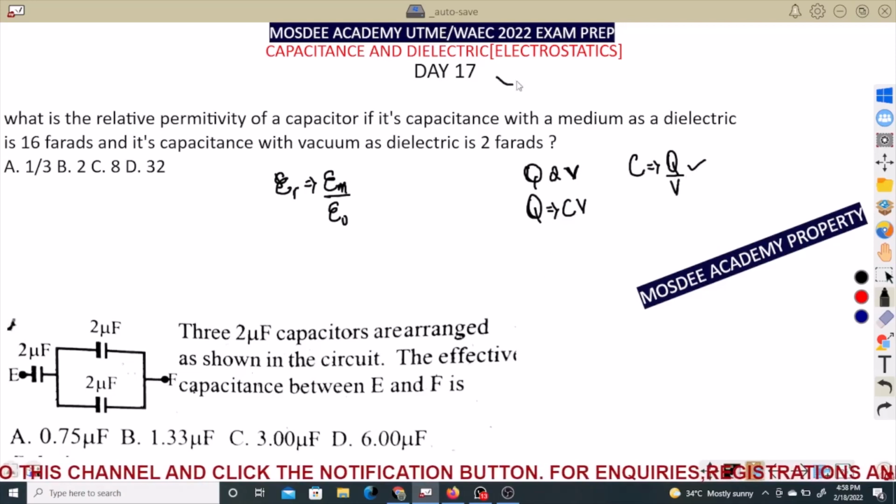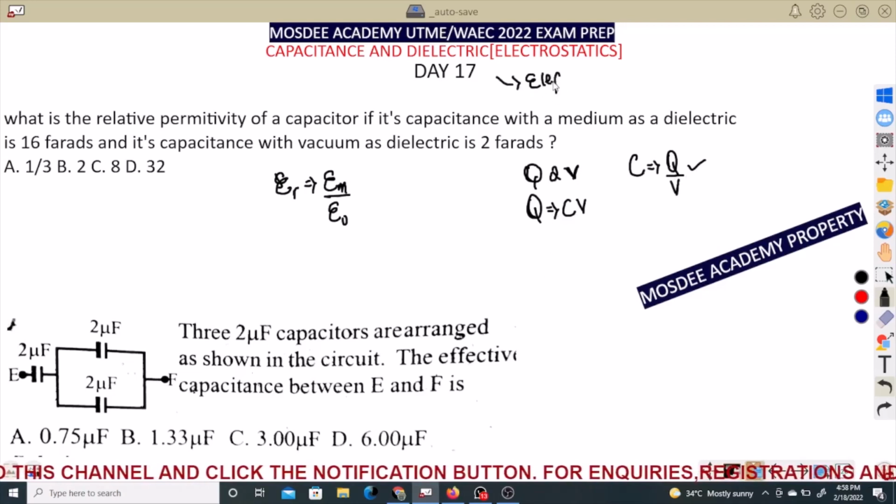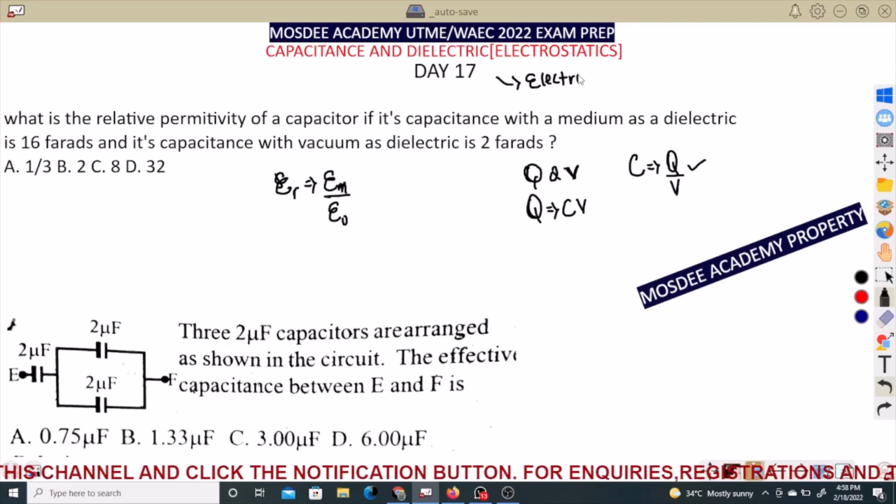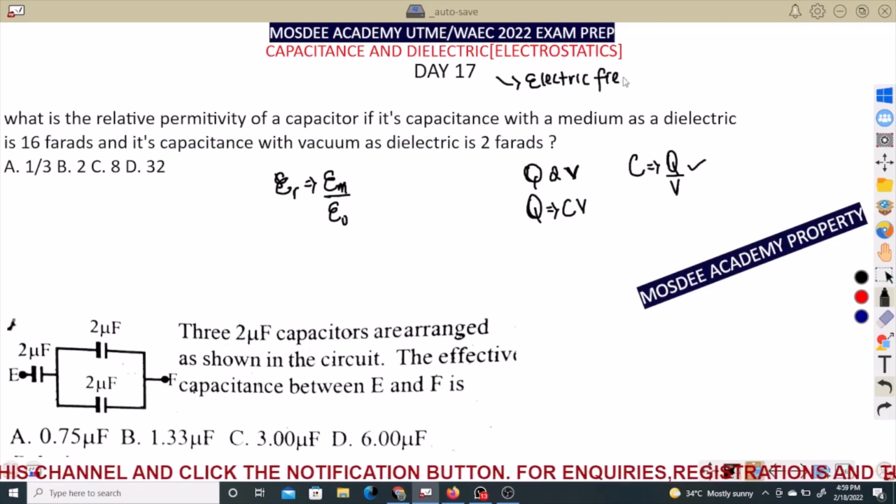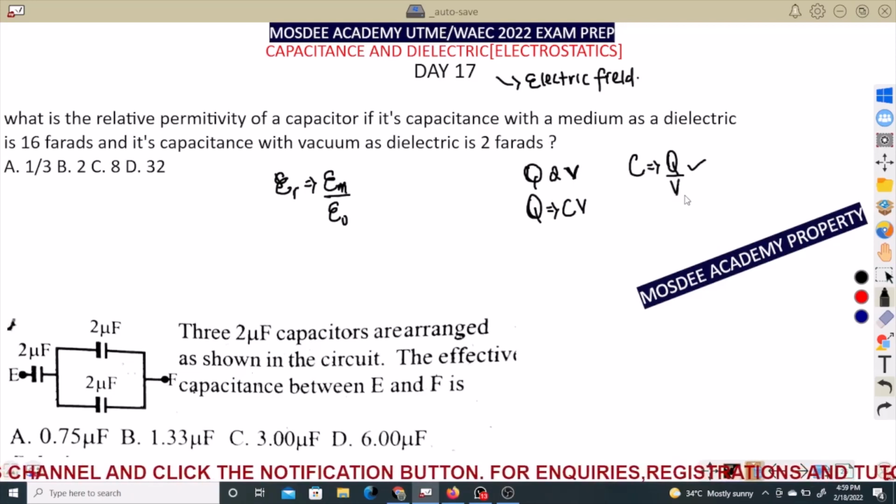Now we are still on the electric field concept. Keep in mind that the property of an electric field in which a charge supplied to a conductor produces a potential difference between its ends is called capacitance. So please always keep that at the back of your mind. It is measured in farad.